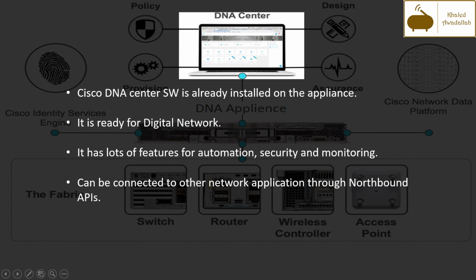Then you have the DNA Center software itself. It's already installed over this. So you buy it installed and it's ready to work. You will just do some initial setup configuration. Of course, it has all the features that make your network ready to be digital. It has lots of features for automation, security, and monitoring. It can be connected to other external systems using northbound APIs.